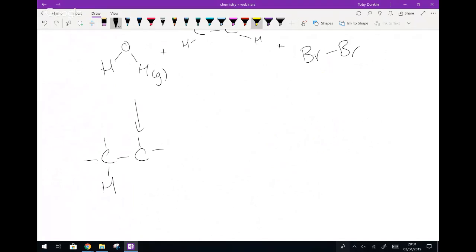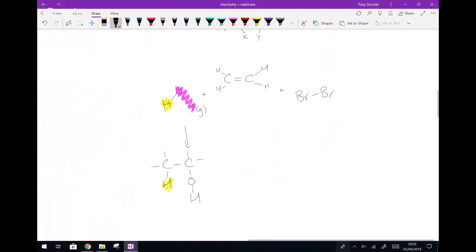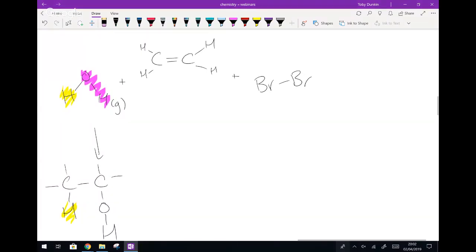The H here goes on to the H there. My laptop's having a hiccup. My H here will go there, and the rest of it, the OH, joins onto here. So there's the formation of ethanol. Doesn't look very nice there, does it?